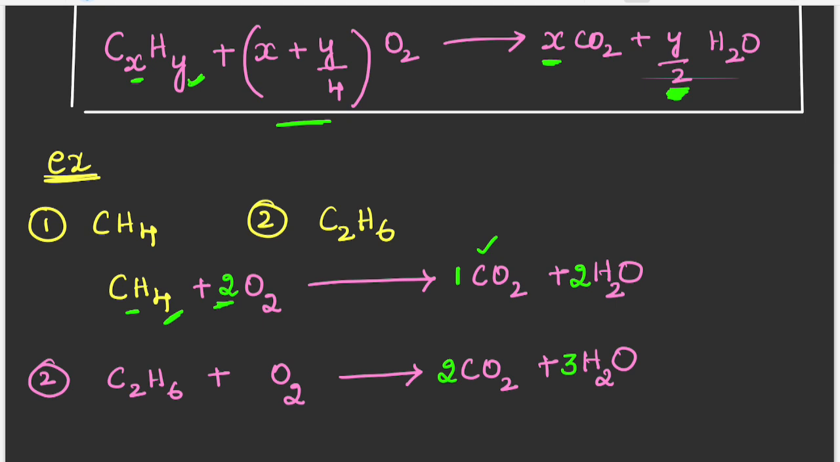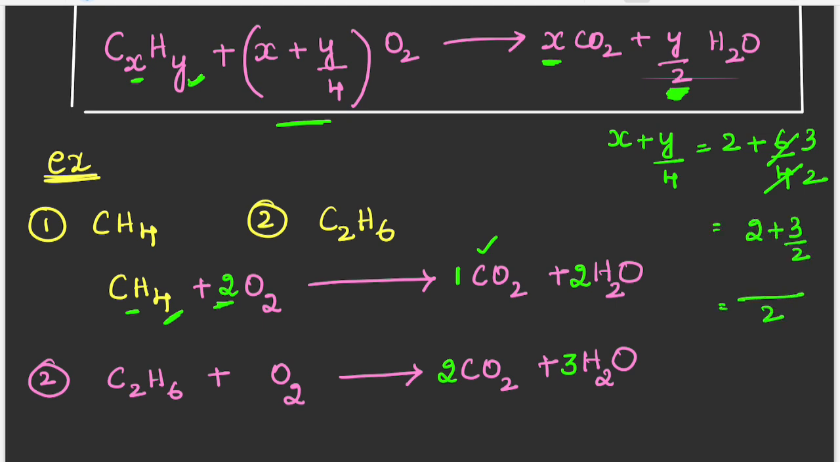Next we have to balance oxygen. To balance oxygen you have to use x plus y divided by 4. What is the value of x? The x value is 2 plus the y value is 6 divided by 4. 2 3s are 6, 2 2s are 4. So this is equal to 2 plus 3 by 2. Take LCM, LCM is 2. So here you will get 4 plus 3, which is equal to 7 divided by 2. So you will be writing 7 divided by 2 here.